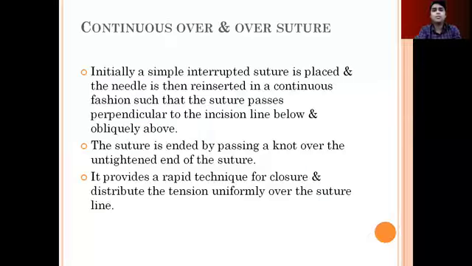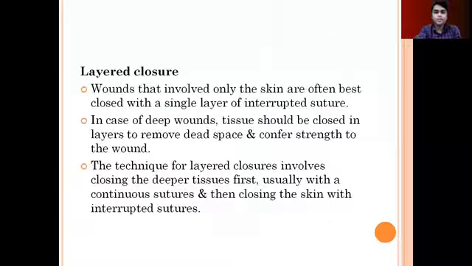Now the continuous over and over suture. Initially, we give a simple interrupted suture, and the needle is reinserted in a continuous fashion such that the suture passes perpendicular to the incision line below and obliquely above. The suture is ended by passing a knot over the untightened end of the suture. It provides a rapid technique for closure and distributes the tension uniformly over the suture line. This is an image.